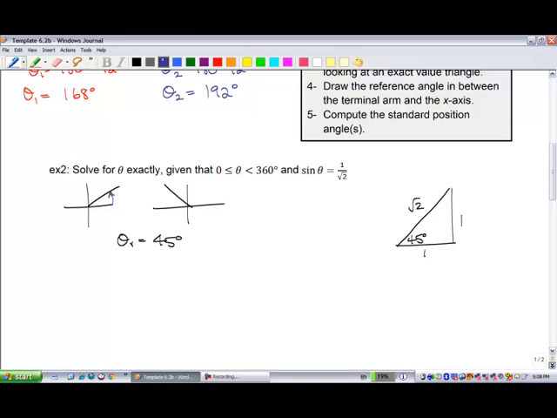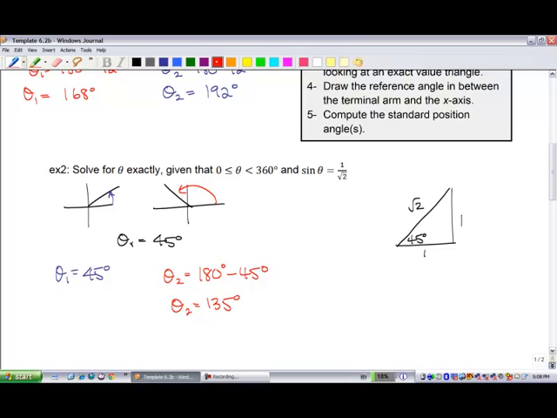In quadrant 1 here, that one's pretty easy. Theta 1 is 45 degrees. You don't have to do too much work there. In quadrant 2 here, theta 2 would be 180 degrees minus 45 degrees, which is 135 degrees.